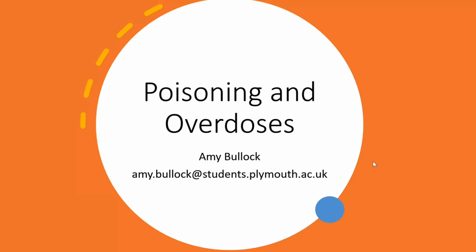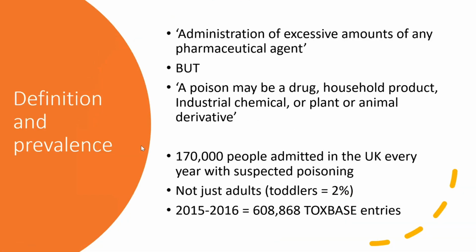First of all, we'll go through the definition of poisoning: administration of excessive amounts of a pharmaceutical agent. But a poison may be a drug, household product, industrial chemical, plant or animal derivative, which basically means you can overdose or poison on honestly anything.